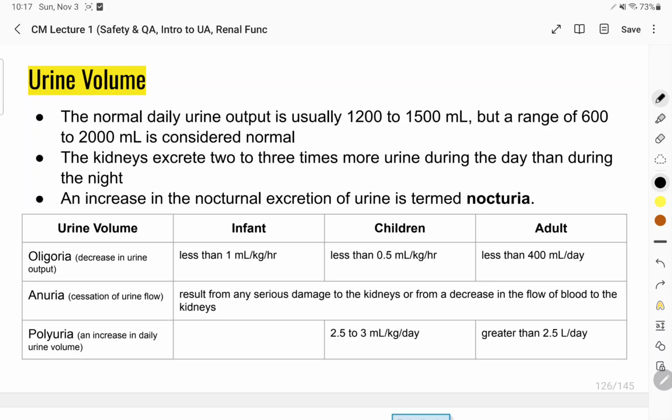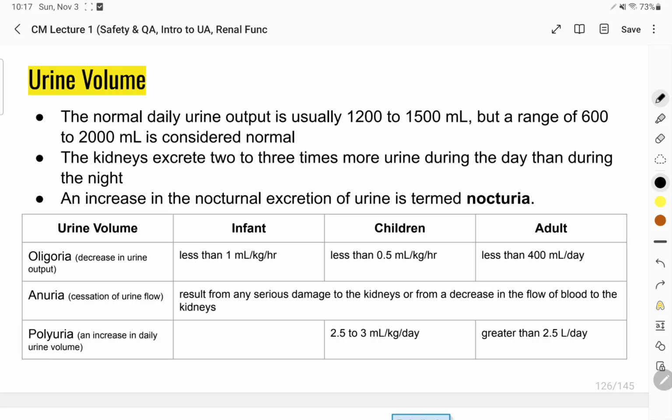And if adult, kay less than 400 ml per day. May jud kaayo, no? Okay, anuria. Anuria meaning cessation of urine flow. Ay jud ka ihi, jud ka nang ihi. So it results from any serious damage to the kidneys or from a decrease in the flow of blood to the kidneys, no? Ni decrease ang blood pressure ba, decrease ang blood volume, and then wala ni andar imong raas, wala na ka ihi. Polyuria, on the other hand, is an increase in daily urine volume.